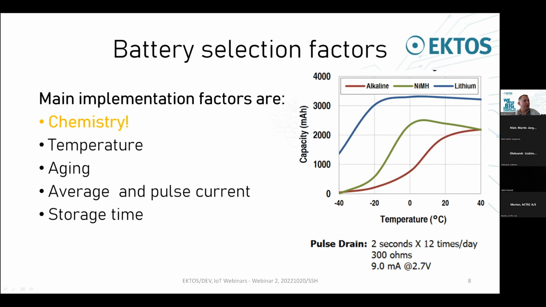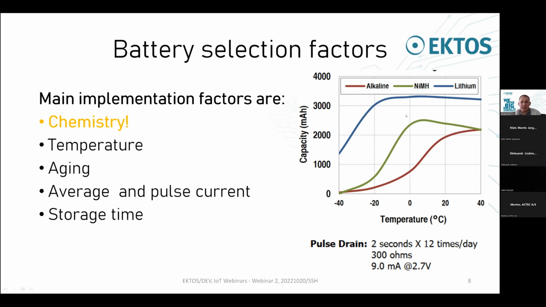You can see, for example, the alkaline battery, it's the red line here. It loses roughly half of its capacity at around +5 degrees C. At the same time, the nickel metal hydride battery loses half of its capacity at around -10 degrees C. And the lithium battery will almost keep its capacity down to -20 here. So it is very important to select the correct battery depending on where your product will be used and in which conditions and so on.